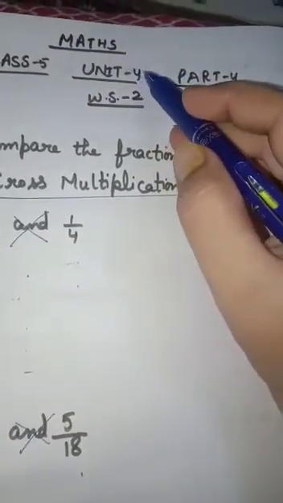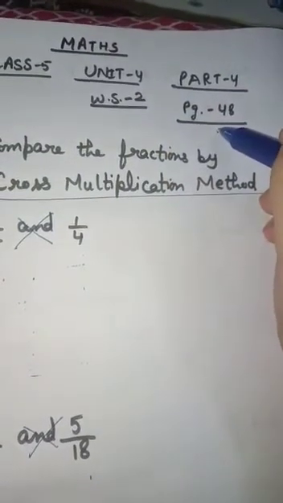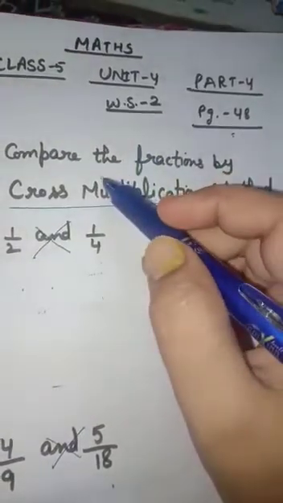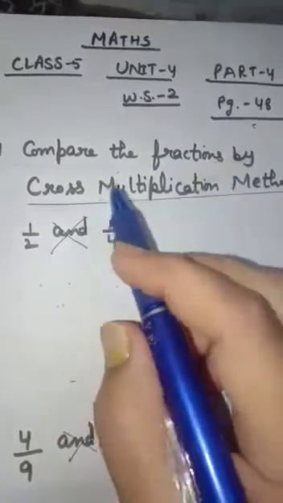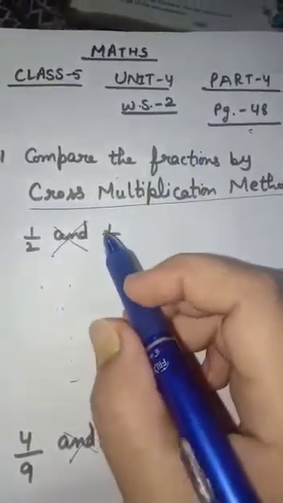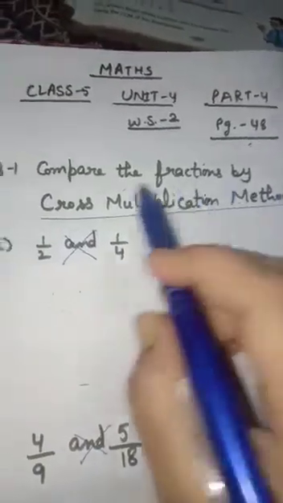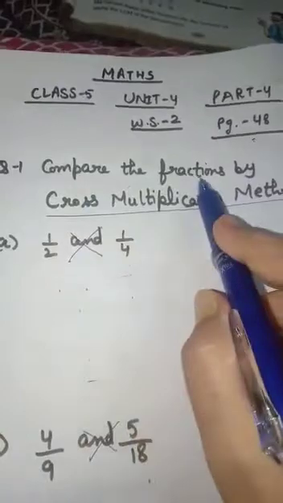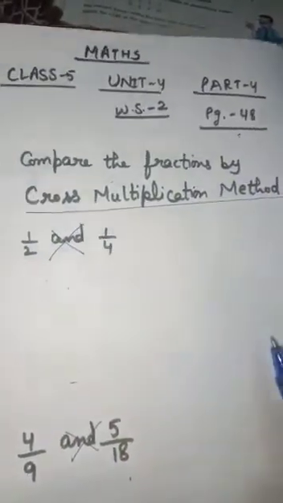Today we are going to discuss unit 4 worksheet 2, which is at page number 48 of our mathematics book. In this worksheet we have a topic, how to compare two fractions, and we have two methods to compare the fractions. First is the cross multiplication method, which is in question number 1 of the worksheet. Compare the fractions by cross multiplication method. Let's see with one question.